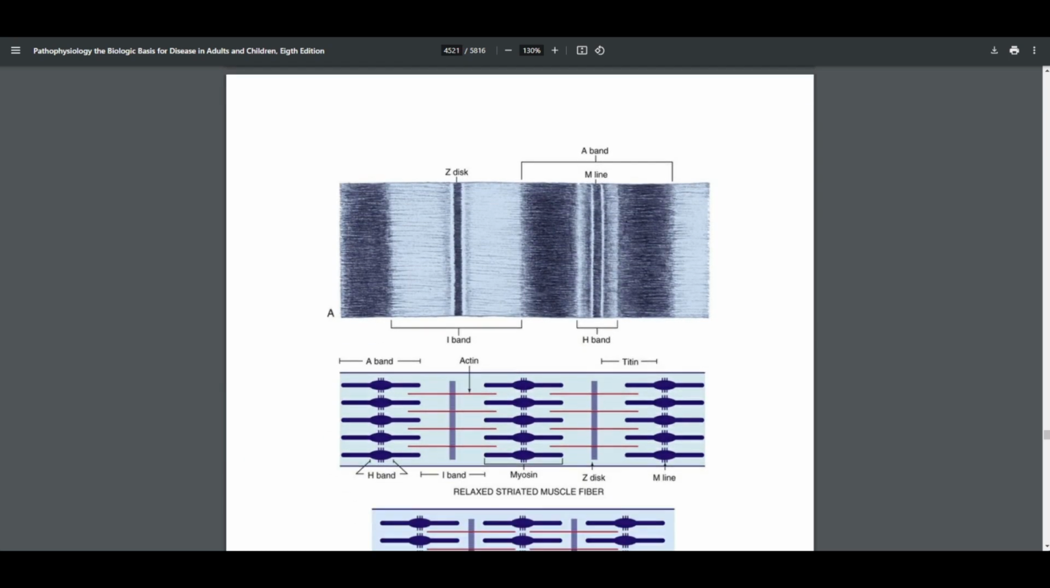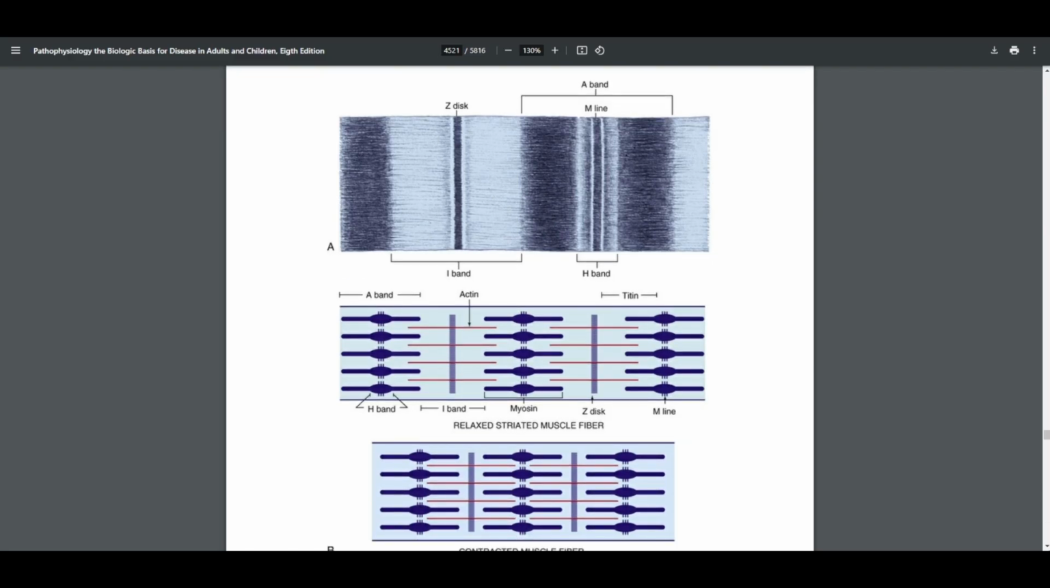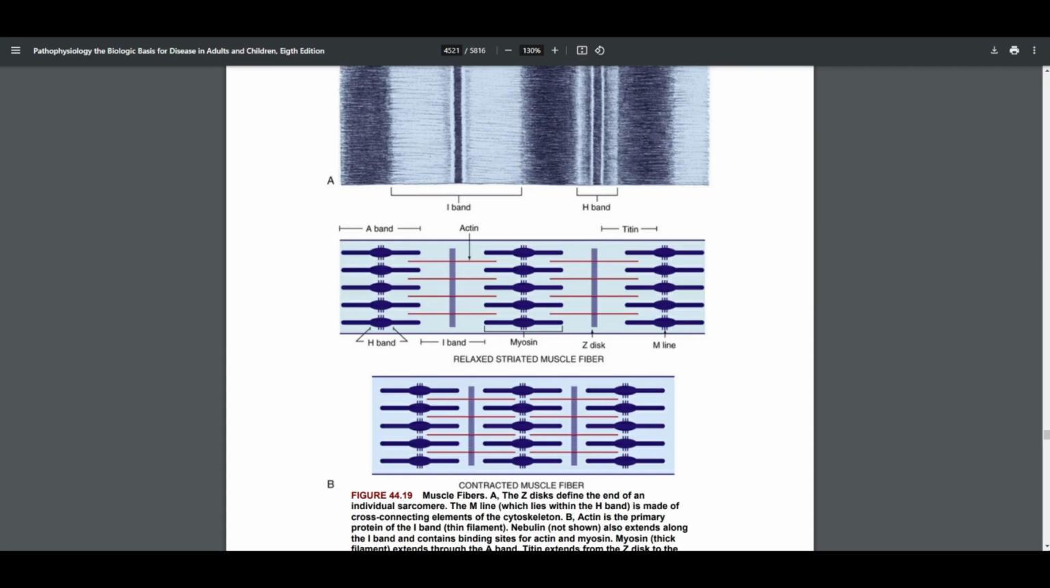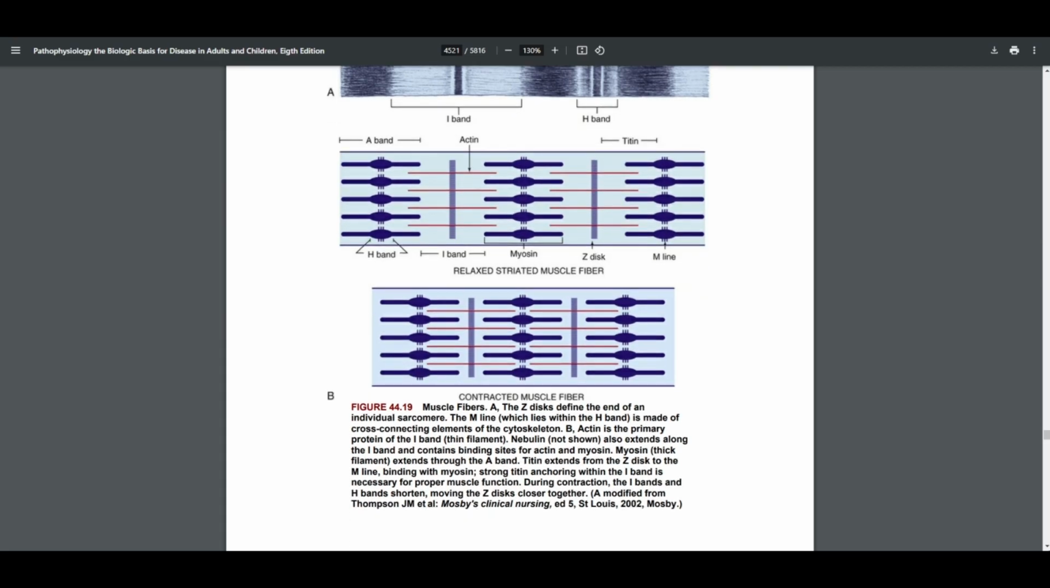A good spot to hit pause to take a physical look at the different locations of the I band, H band, M line, A band, and how titin and actin all work together on your muscle fibers.